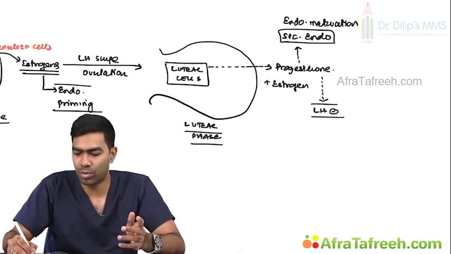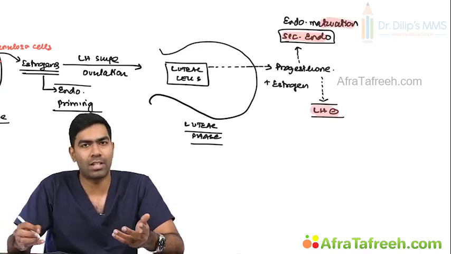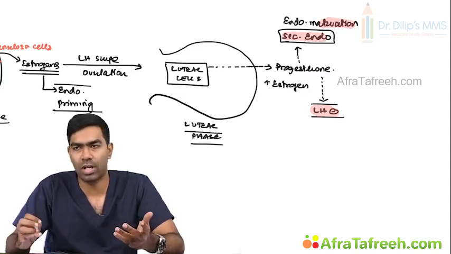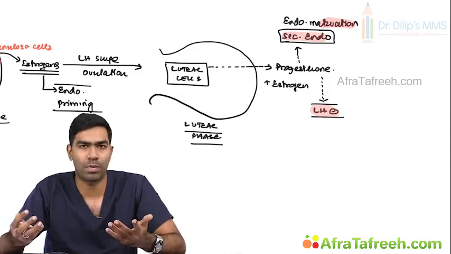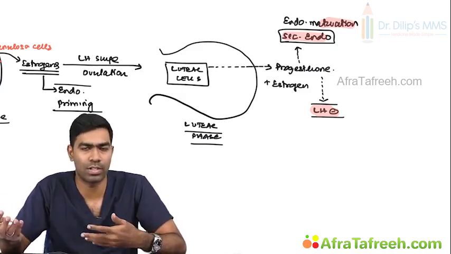If increasing progesterone suppresses LH, the LH support on the luteal cells will be lost, and if there is no support by LH, it will result in formation of the corpus albicans, and they no longer produce progesterone. It will result in menstrual bleed.